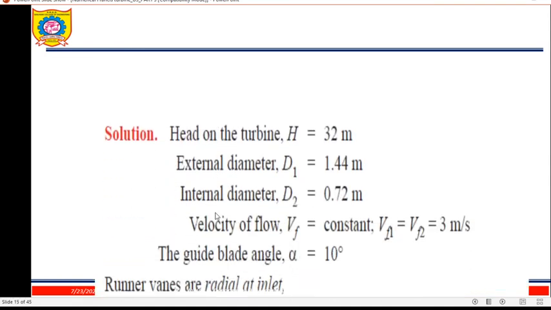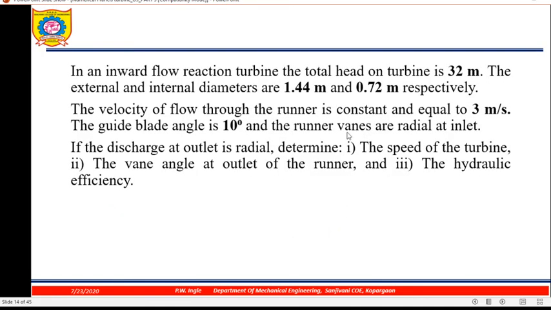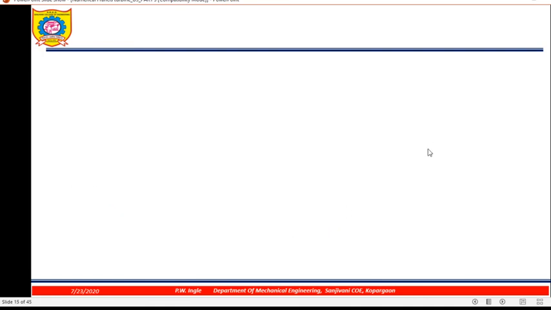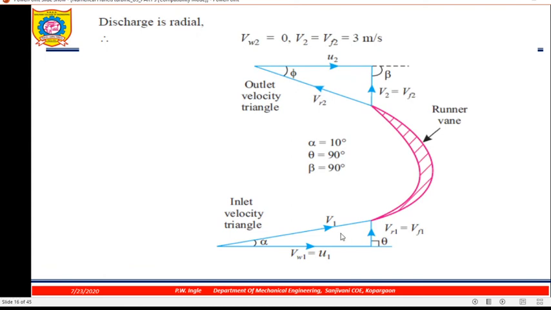So we'll solve step by step. Runner vanes are radial at inlet, so theta is 90. If theta is 90, VW1 equal to U1. You see the velocity angle at inlet theta is 90, so VW1 equal to U1. And here beta is 90, so V2 equal to V1.